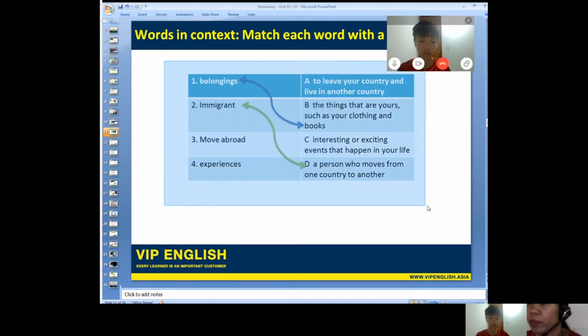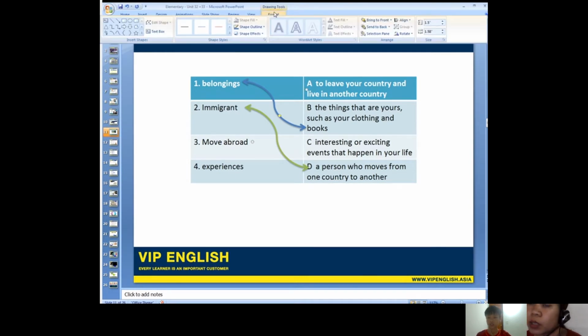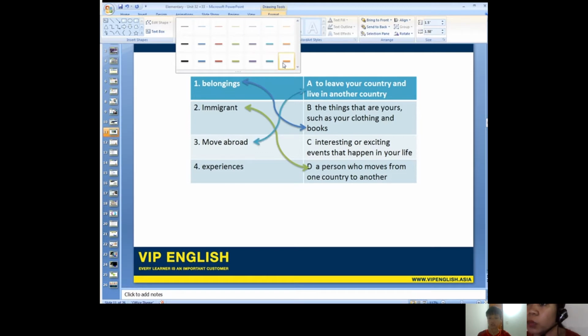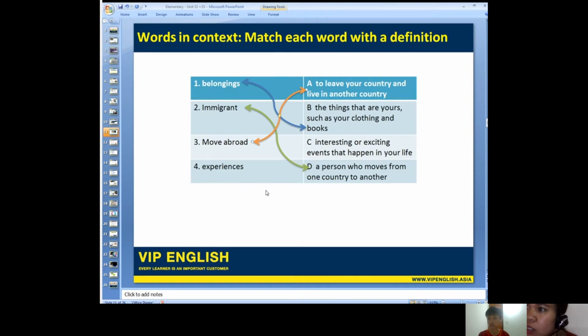So if you're from Vietnam and you want to leave and go to Korea or Russia, then you will be moving, and it means you are moving abroad. Okay, last one.